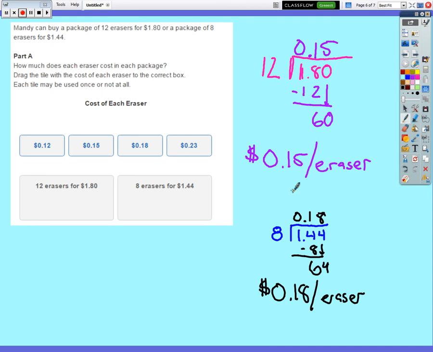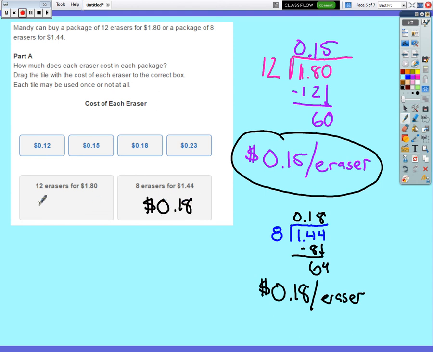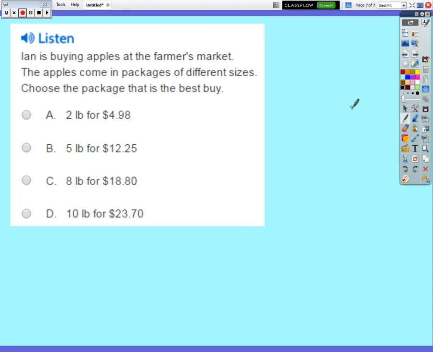Well, it looks like this would be the better buy, if, in fact, they need to buy this many erasers. If they're going to go to waste, then this one might be the better buy. But, again, this is going to be at a cost of 18 cents per eraser. This is going to be a cost at 15 cents per eraser. I believe that is the end. Oh, sorry, I have one more.